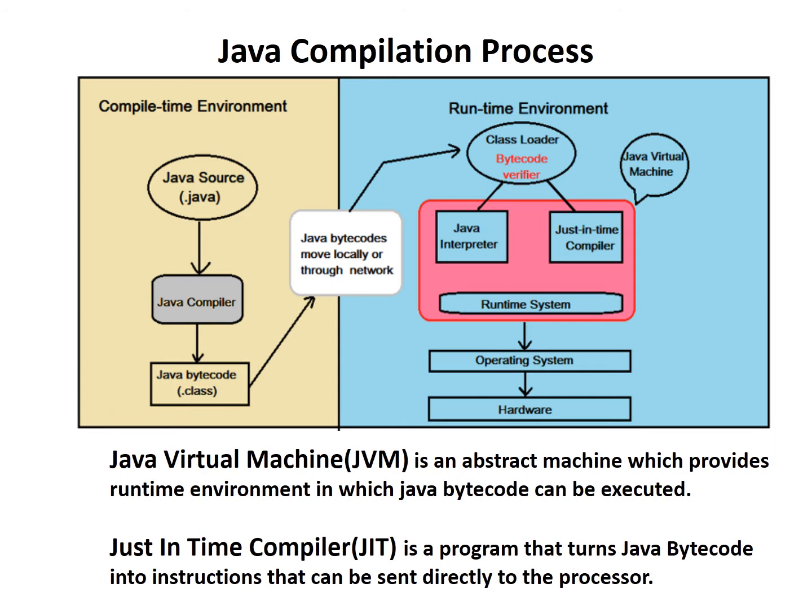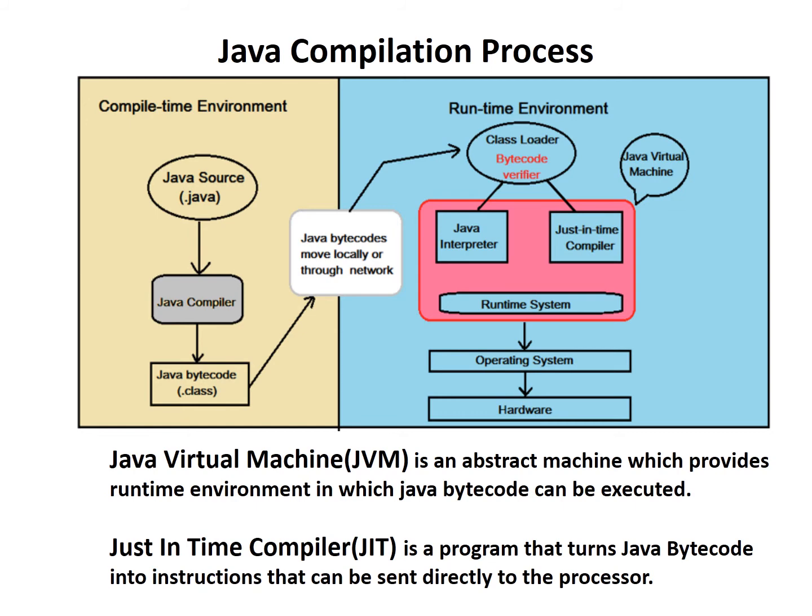Now let us study about Java compilation process. The programs written in Java are compiled into a special type of machine language, but it is a machine language for a virtual computer. Virtual computer means that it does not really exist, and this virtual computer is known as Java Virtual Machine or JVM. The machine language for the Java Virtual Machine is called the Java bytecode.